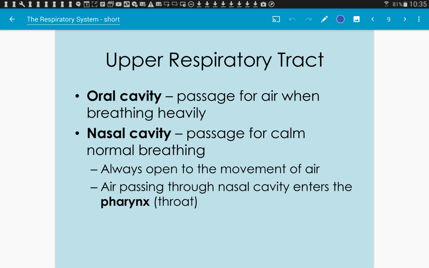Okay, so now we're going to talk about the anatomy of the upper respiratory tract. So I'm going to erase these lovely drawings here. We'll go over here.